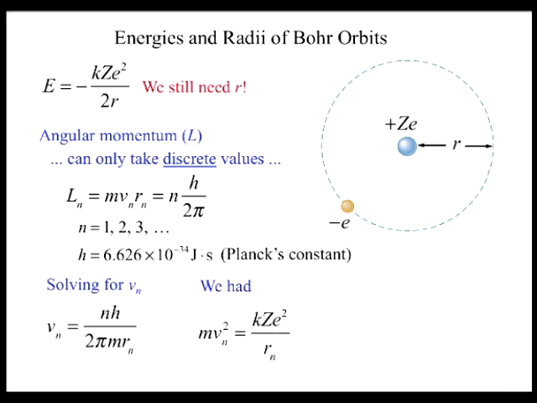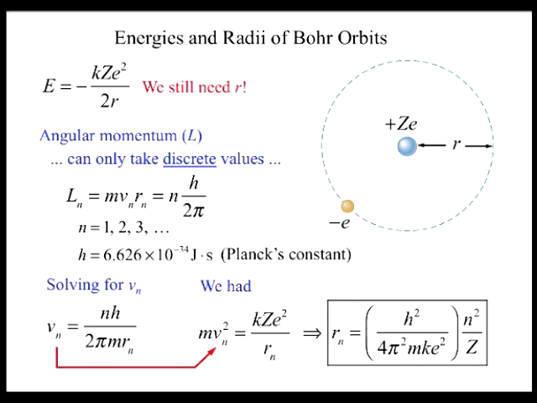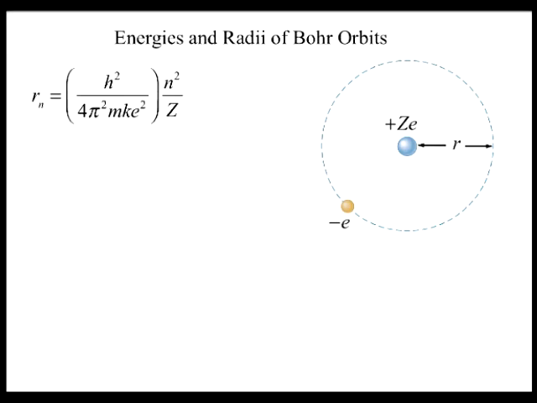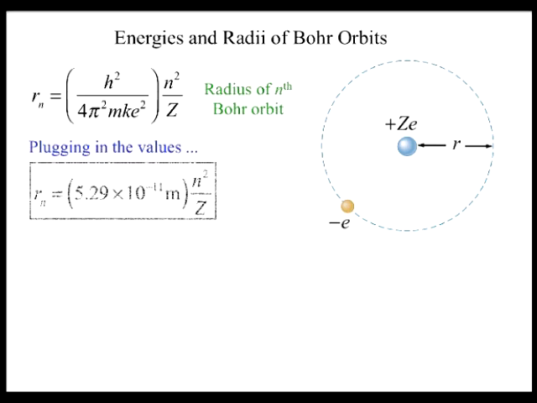Substituting this into our previous expression and solving for R_n, we obtain R_n equals h squared divided by 4 pi squared m k e squared times n squared divided by Z, which is the radius of the nth Bohr orbit. If we plug in the values for all of the constants, we have R_n equals 5.29 times 10 to the negative 11th meters times n squared divided by Z.